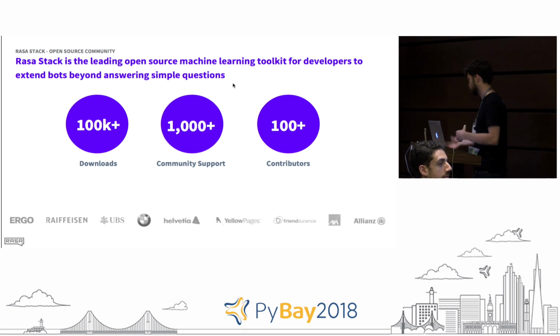So Rasa is kind of three different things. The first thing is it's a community of people who want to build open source conversational AI. Then it's also the open source project itself. And thirdly, it's also a company. Rasa is also the name of the startup, and we're the maintainers. And then we have an enterprise product, and so that's how we make money.